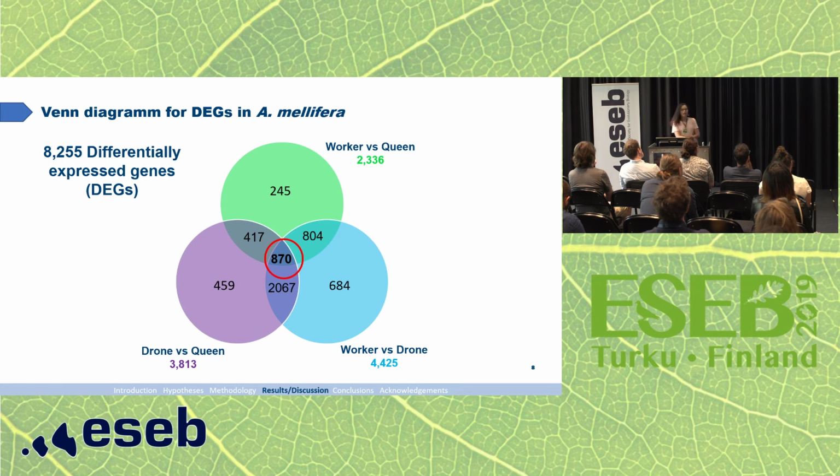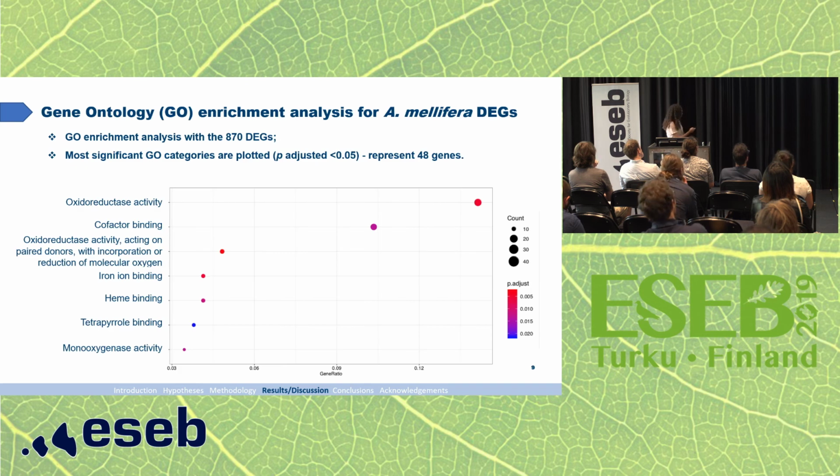And as we wanted a profile for Apis mellifera to compare with Bombus terrestris transcriptomes, we decided to start with these 870 genes. So we ran a gene ontology enrichment analysis with them, and here we plotted only the most significant categories. And we had a total of 7 enriched categories related to oxidoreductase activity and binding activity functions.